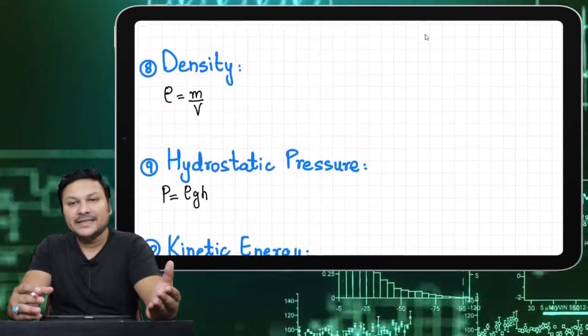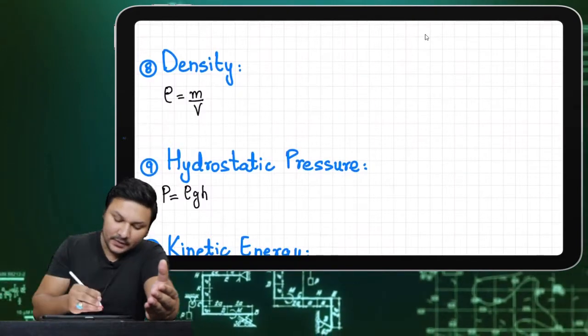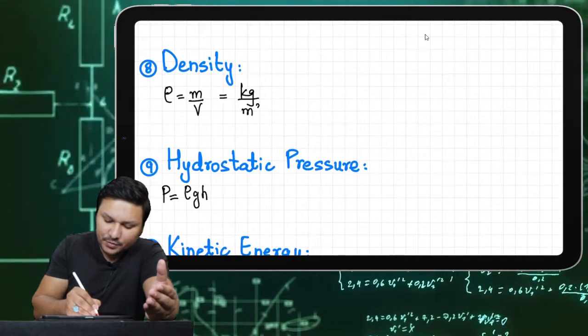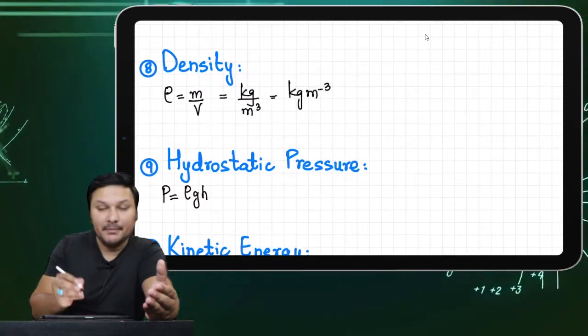Then when you talk about density, the formula for density is mass upon volume. Mass is kilogram and the volume is meter cube. And later on it becomes kg m minus 3.